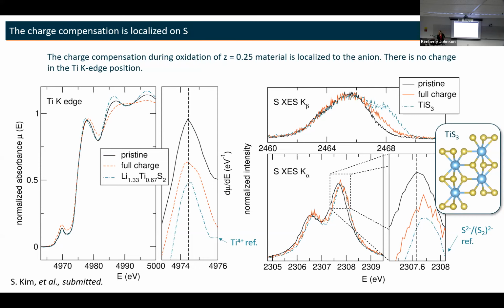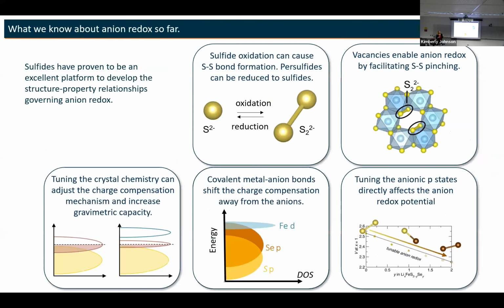So that does suggest that we're doing sulfide oxidation. Okay, so what have we learned about sulfide oxidation so far? We know that sulfide oxidation forms sulfur-sulfur bonds as opposed to just holes on sulfur. So once you depopulate these p orbitals, they rehybridize to form a new bond. Vacancies, we've shown that vacancies enable the sulfur-sulfur bond formation.